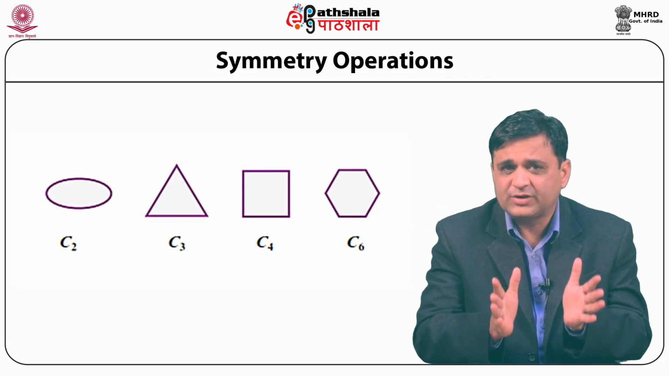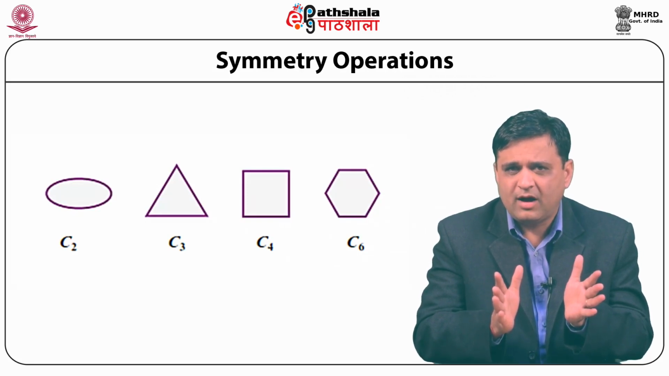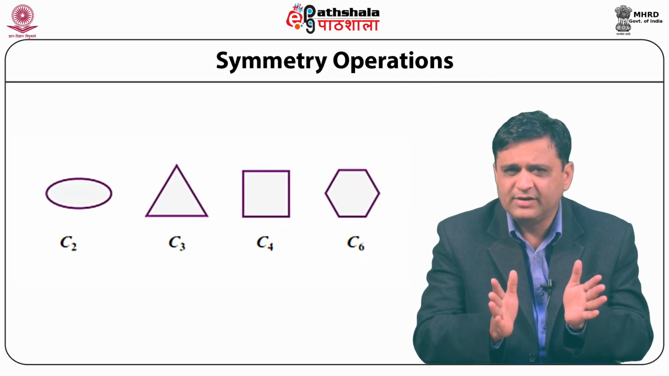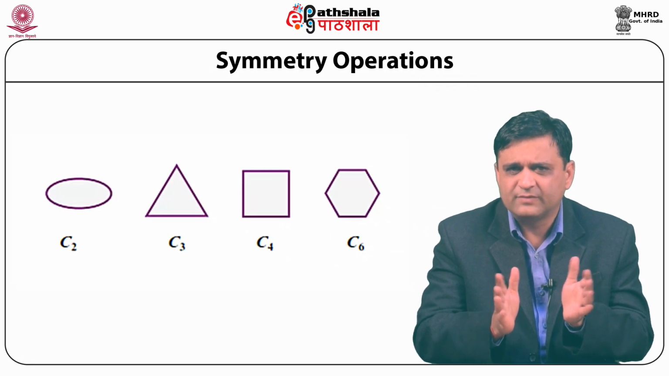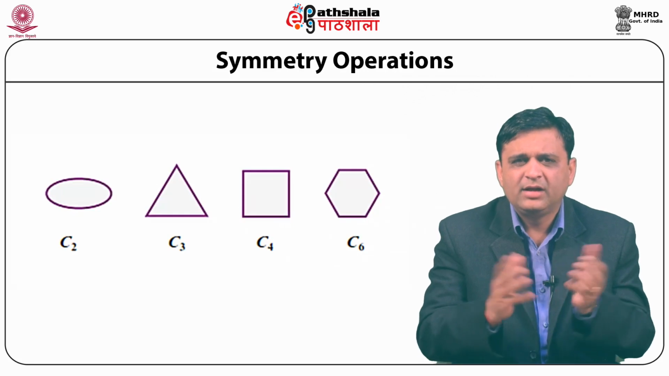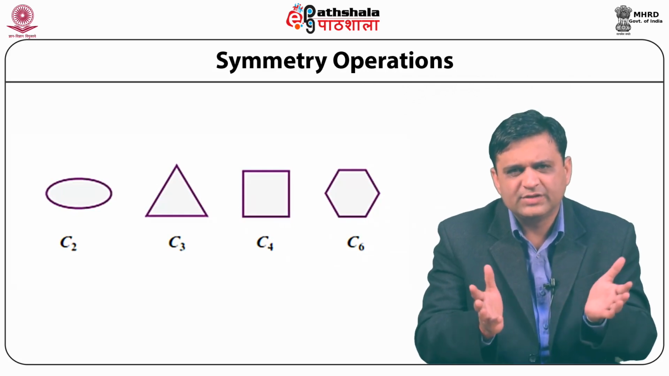Now there are some structures which you don't need to rotate up to 360 degrees. Even with a smaller angle than 360, you get the same structure. For example, a square. If you rotate it by 90 degrees, you get the square again, the same, no change in the structure.